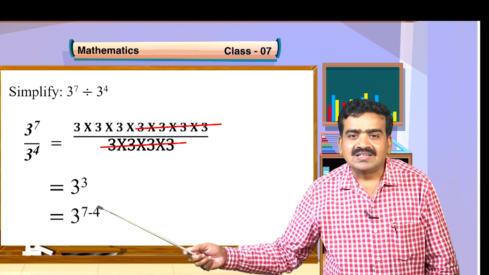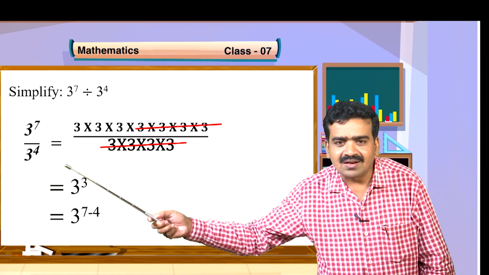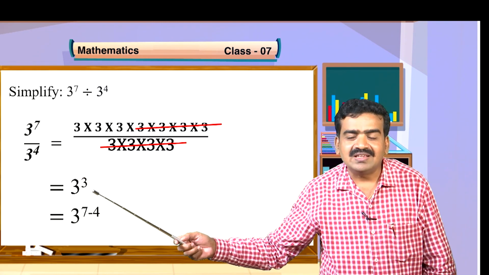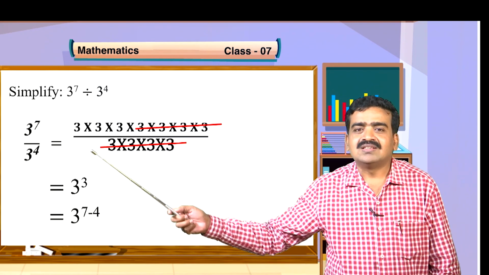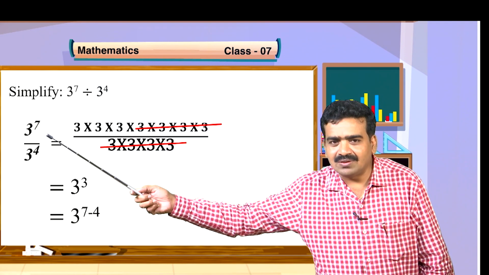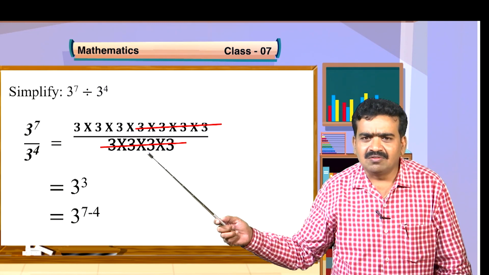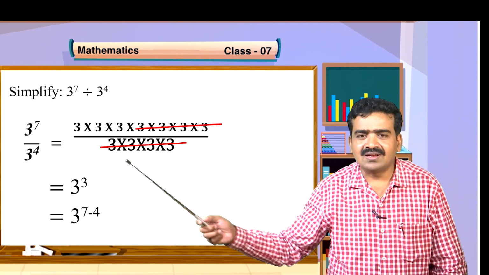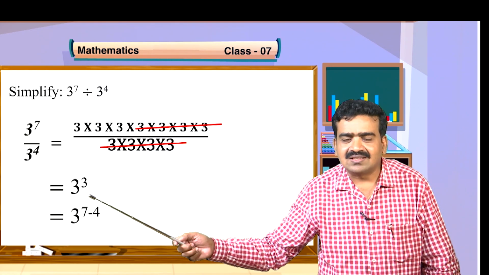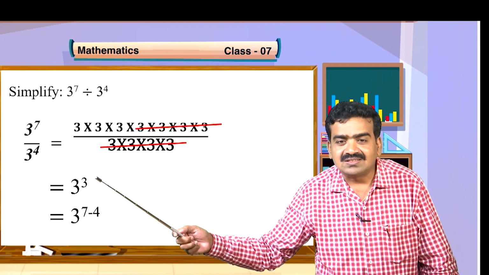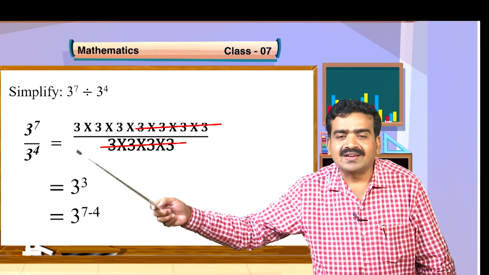3 to the power of 7 minus 4, the difference of the exponents in the numerator and the denominator, which is equal to 3 cubed. So, how do we simplify the exponent? Just by expanding the exponential value in the numerator and denominator, and cancelling the equivalent numbers in the numerator and denominator. You will get some product of 3, that is 3 into 3 into 3 in this case, which can be written as 3 cubed. So, this 3 cubed is equal to the difference of the exponents in the numerator and denominator.